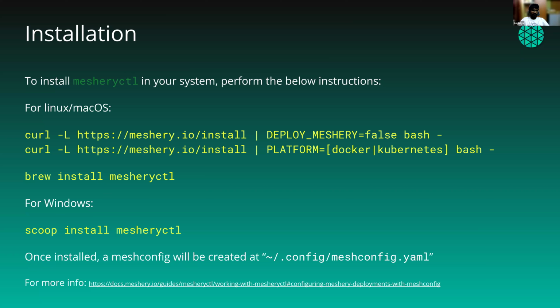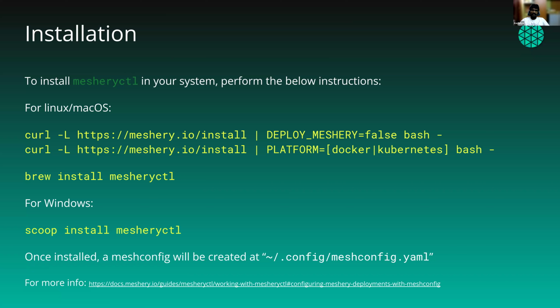Or else, if you are using Windows, or WSL, we will also cover that up on Linux, so that doesn't matter. But if you are using exclusively Windows and not any other operating system, there is also an instruction for that. So to install only the Meshery CTL, and you don't want to deploy Meshery in your Docker instance or Kubernetes cluster yet, then you can use the first command, which is just the deploy underscore Meshery flag equal to false.